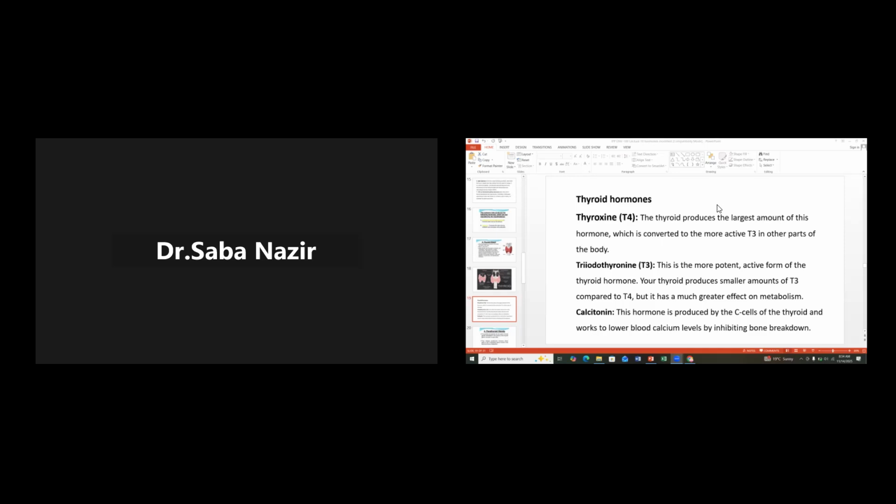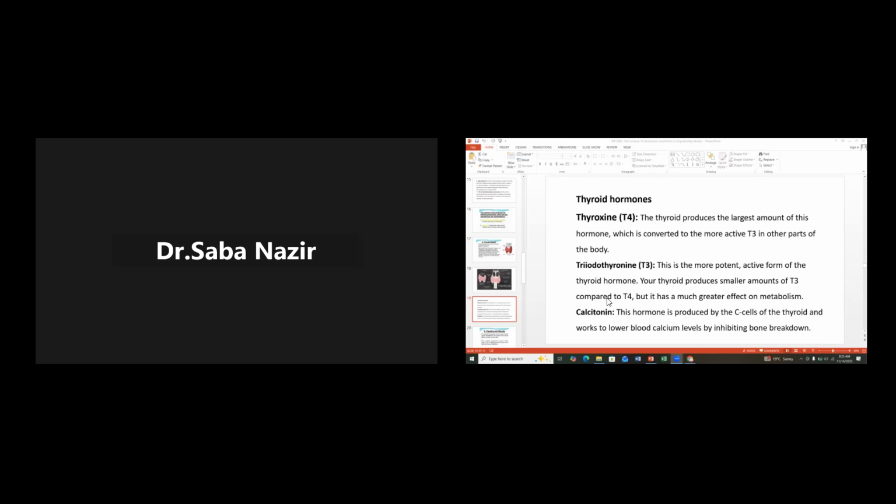This T3 hormone, among the three secretions, is the most potent, and it is the active one. But remember, its concentration is smaller.